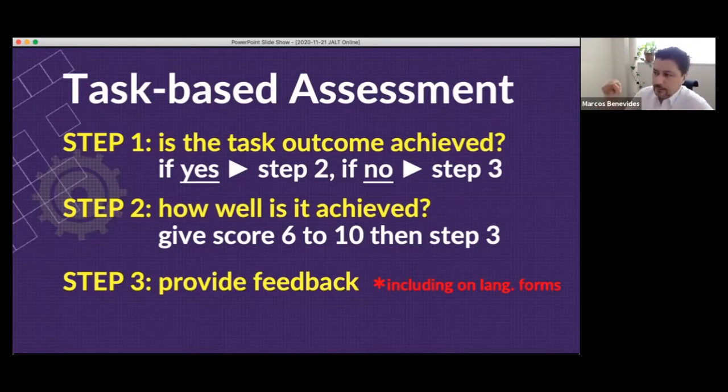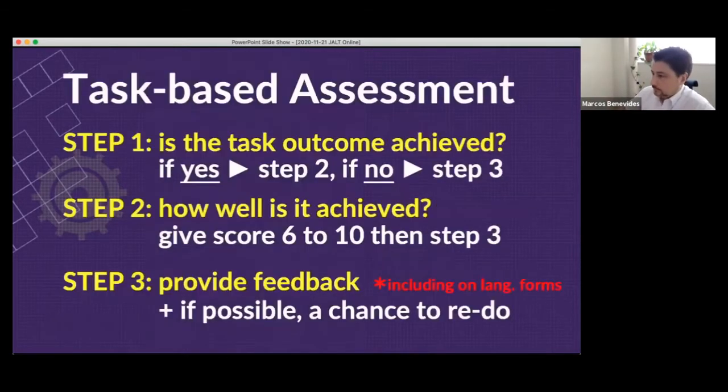Note, by the way, that if the answer is no to step number 1, it doesn't mean that the student fails. Because what you would want to do ideally in a TBLT framework, if possible, is to give the student a chance to do it again after they have the feedback. All right, so please keep this in mind as you watch the next video.